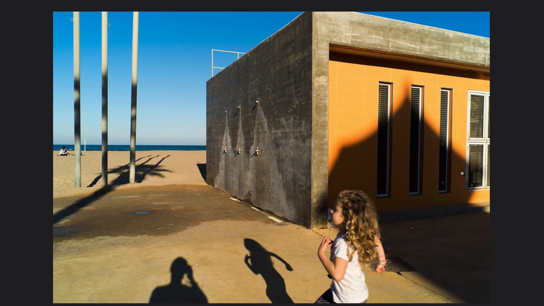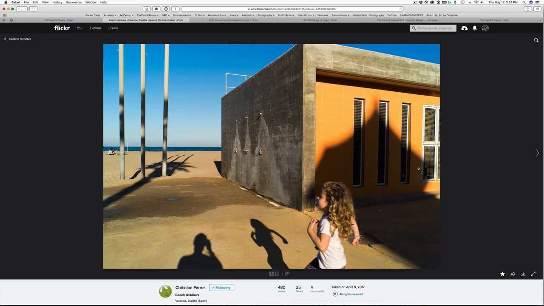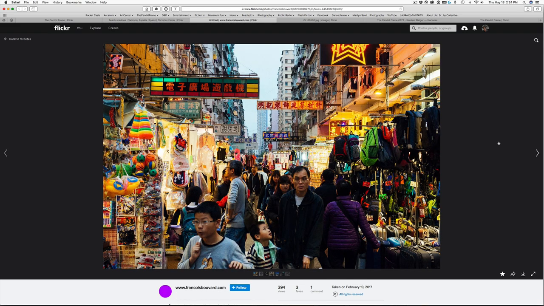And that's what I'm talking about when it comes to taking a look at a scene, especially one that's very chaotic, and trying to think about how can you build a shot by paying attention to light first and then shape and line to slowly build your composition. Okay, here we have a shot by Francois Bouvard.